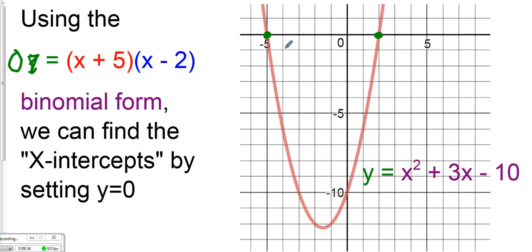In the vertex form, it'll tell us this spot, right? So we can use our different forms to help us find different pieces. And then in the standard form, also you can find this spot in there somewhere. So each form will tell you different things about this parabola. The binomial form, it's these x-intercepts.